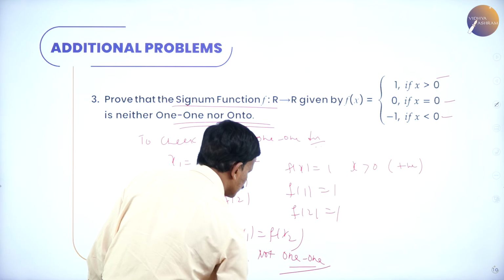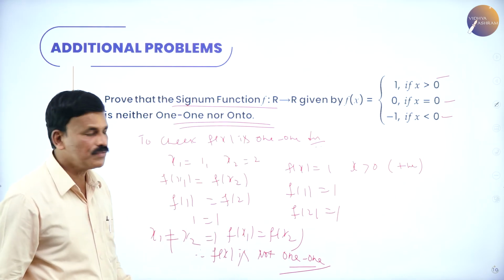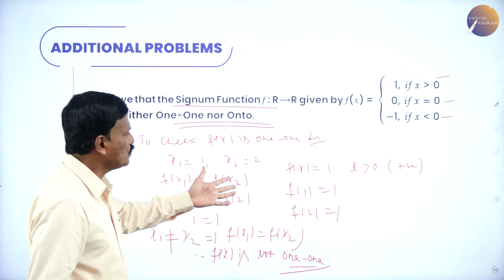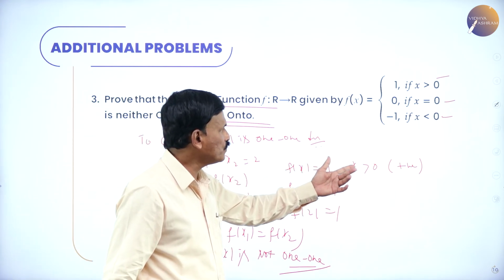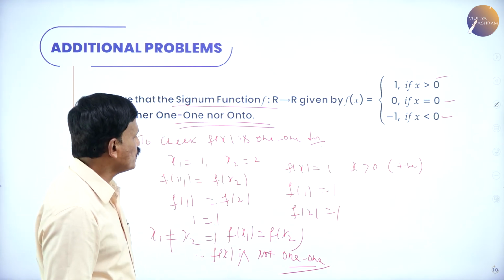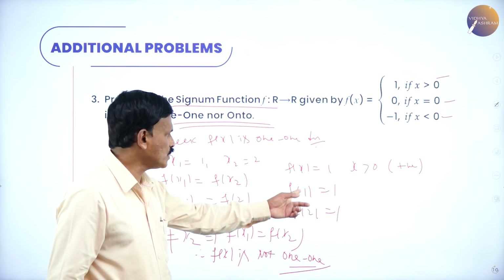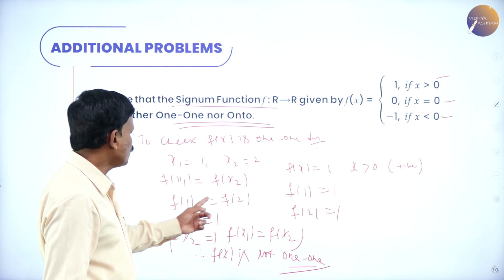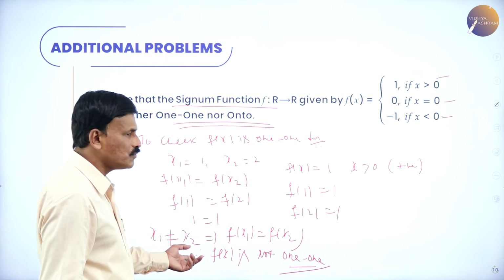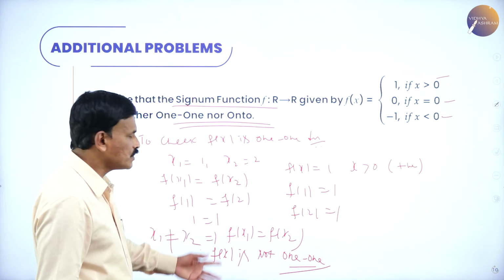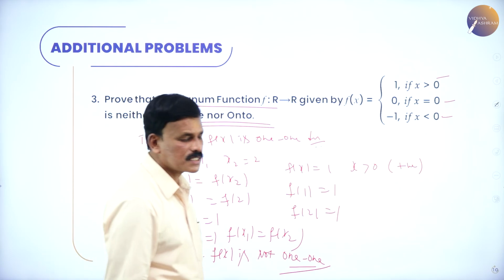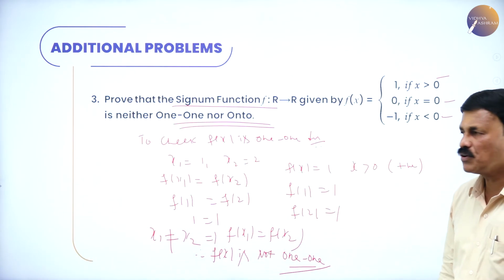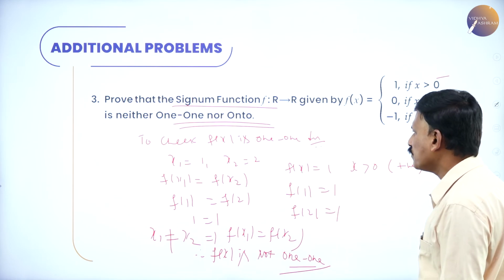To check f of x is one-one, let us consider x1 is equal to 1, x2 is equal to 2. If x is positive, f of x is equal to 1, that is f of 1 is 1, f of 2 is also equal to 1. So f of 1 is equal to f of 2. When x1 is not equal to x2, f of x1 is equal to f of x2. Therefore, f of x is not a one-one function.